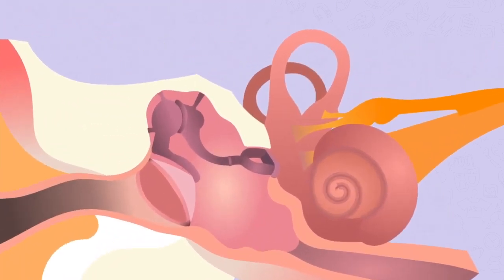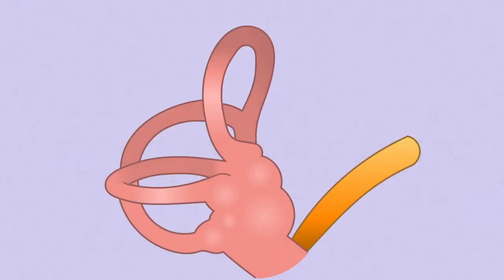This part of the inner ear is one of the systems responsible for balance. It's called the vestibular system. Let's look at it in a little bit more detail. These are called the semicircular canals, and they are connected to the cochlea, but the cochlea isn't shown on this diagram so that we can clearly see the canals.